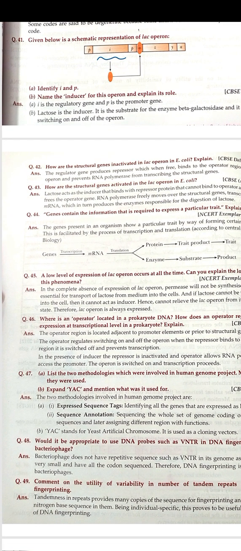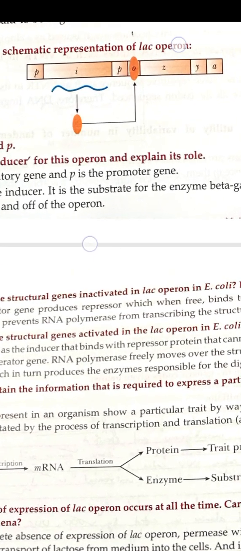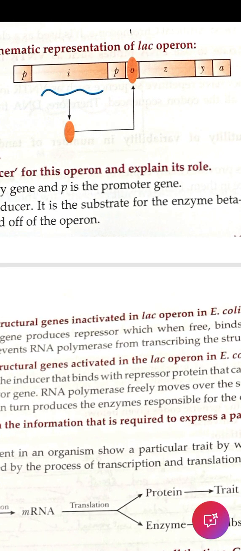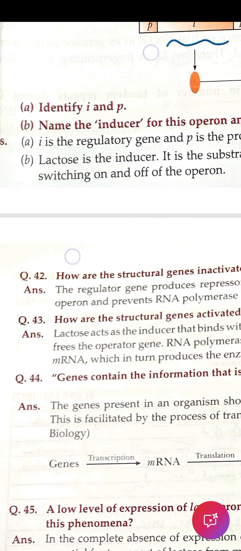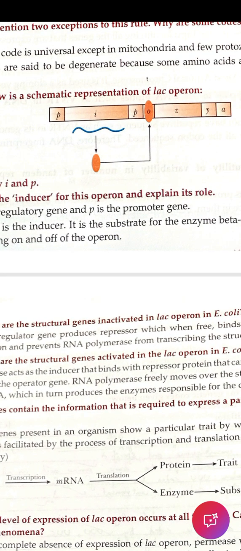So next question number 41. Given below is a schematic representation of lac operon. And here question A is identify I and P. You see here the diagram I and P. So I is a regulatory gene and P is promoter gene. Very simple. I is regulatory gene and P is the promoter gene.